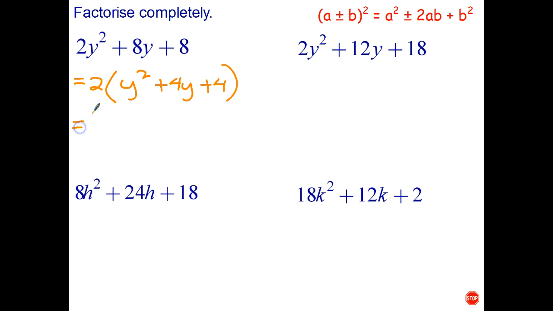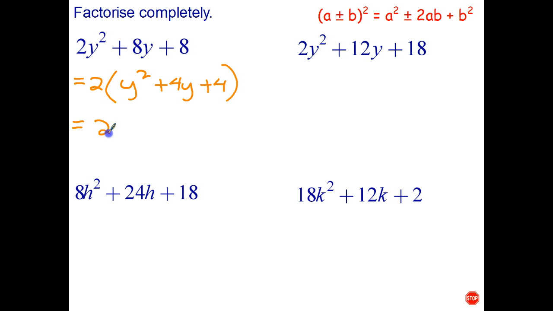Now we can have a look at the term inside the brackets and see if it fits the pattern of a squared plus 2ab plus b squared. Well, if y squared is a squared, then y is equal to a. If b squared is equal to 4, b is equal to 2. And y times 2 times 2, because we have that 2 there, is 4y. So that does fit the pattern of a squared plus 2ab plus b squared.